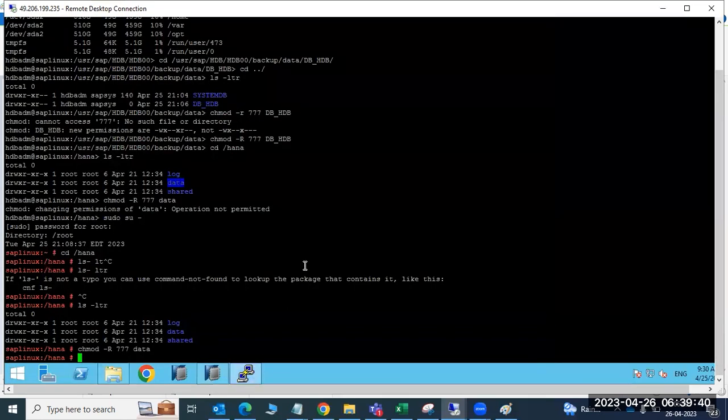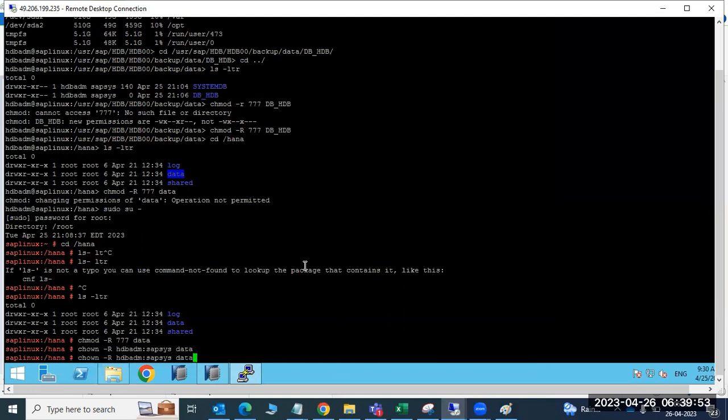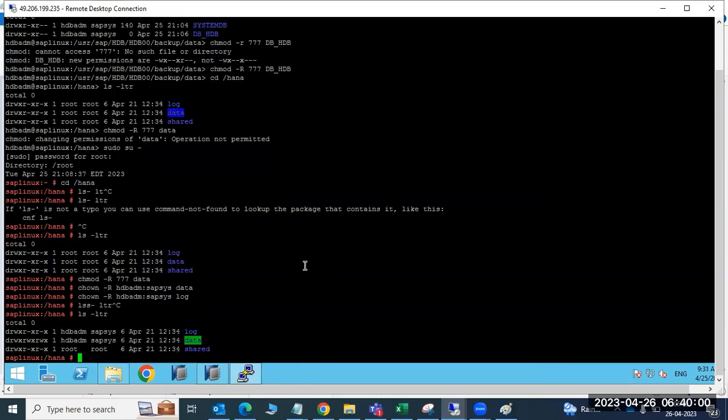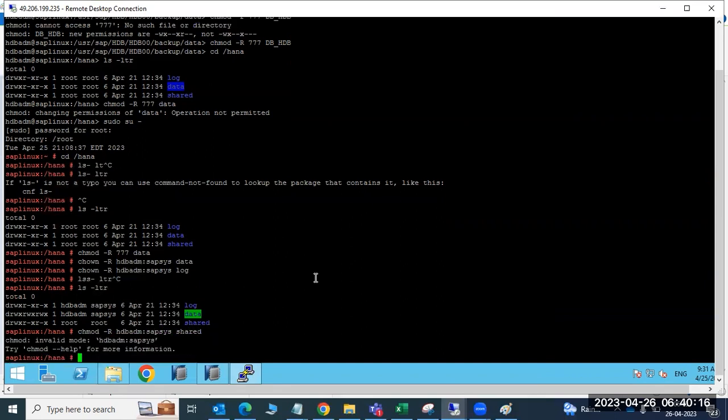So /hana/data, chown -R hdbadm:sapsys, then data, then log folder. It should be owned by hdbadm only, the sapsys folder. So I have done this one. Then chmod -R hdbadm:sapsys. That's why we discussed all these commands and everything, right?